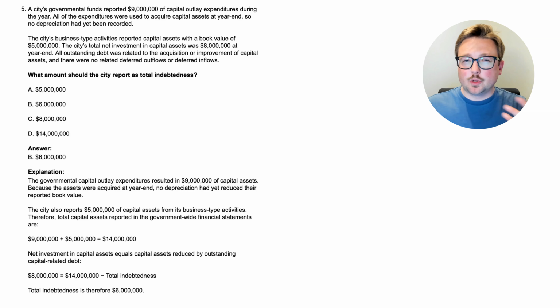So again, just showing you another version of that kind of question that you might see when it comes to calculating total indebtedness in a situation where you're given the net investment in capital assets and then capital assets and things like that. So we've learned a lot in these 5 questions.